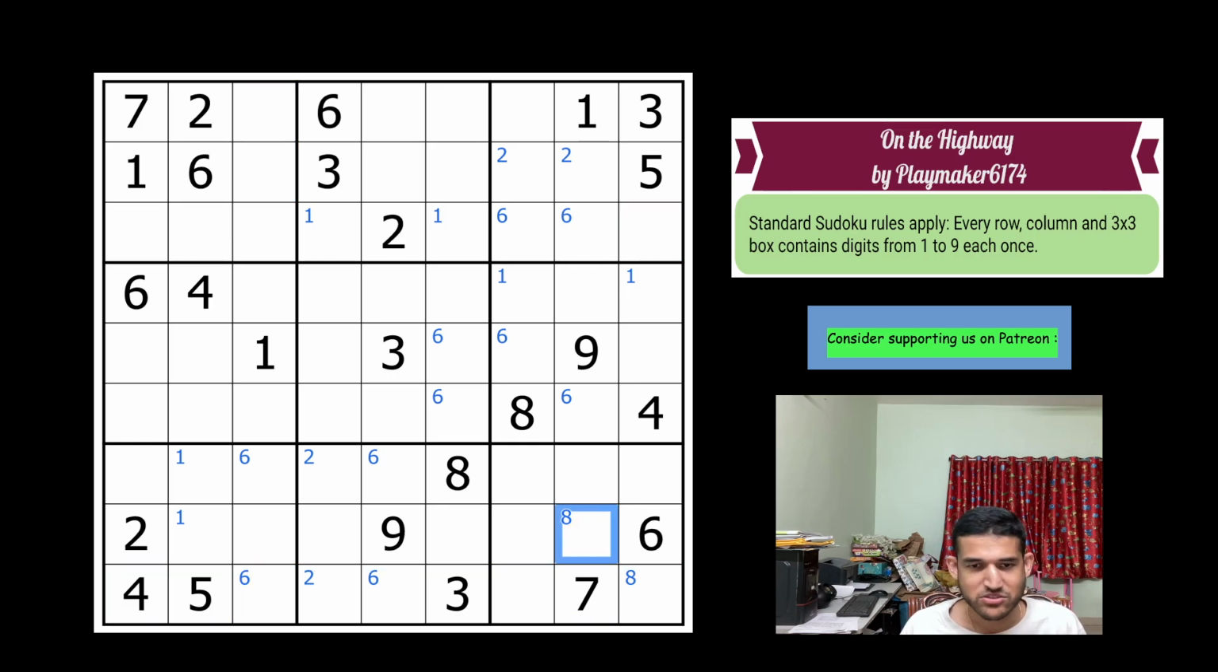Amazing, right? So 8 is eliminated here. You get the first digit here without putting any kind of center candidates, and just by corner marking we got a digit here. Really tough one. And now let's play around more.